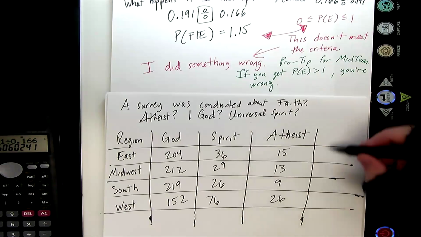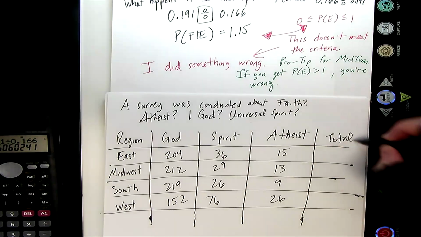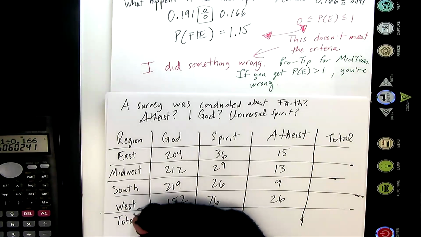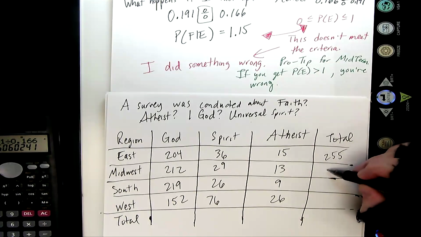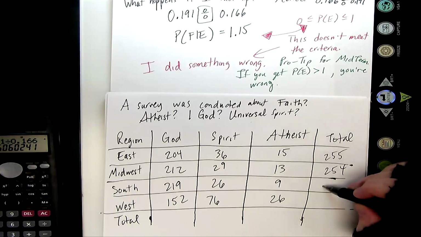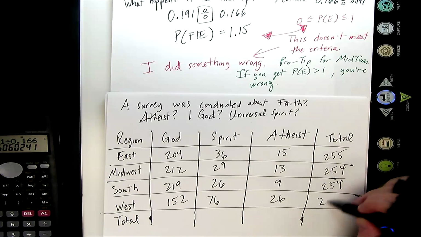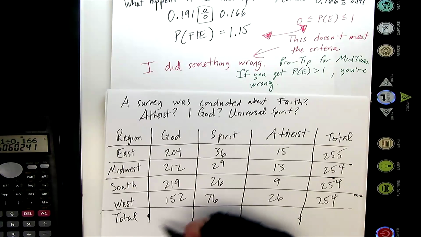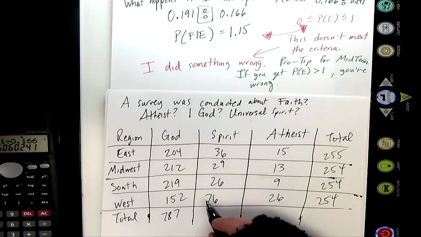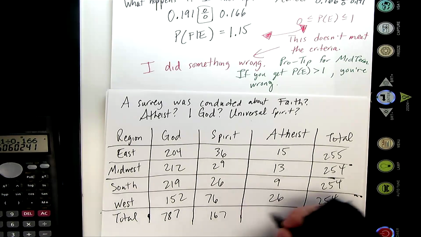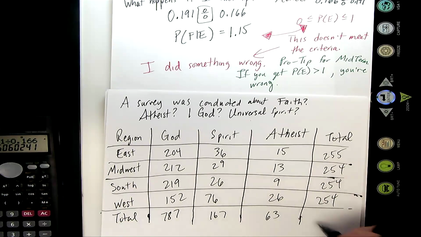And if you add these up, I'll do a total column for both. You might find this helpful. This is 255. 254 in that row, 254 in that row, 254 in that row. This was 787. 167 and 63. That would be the overall.